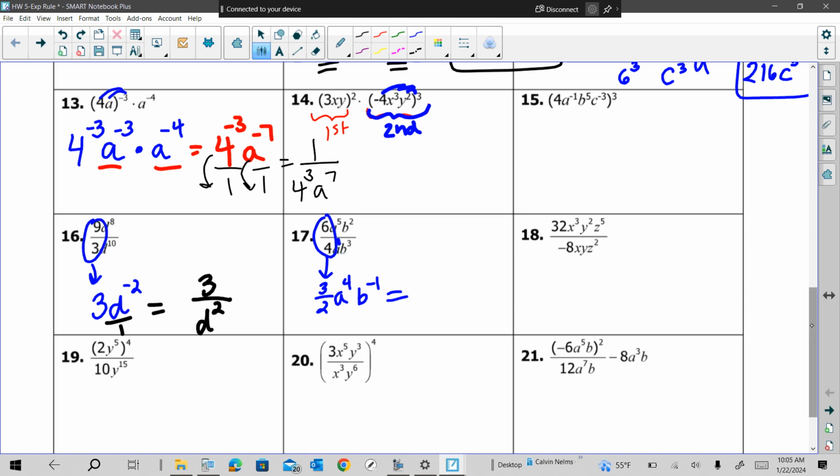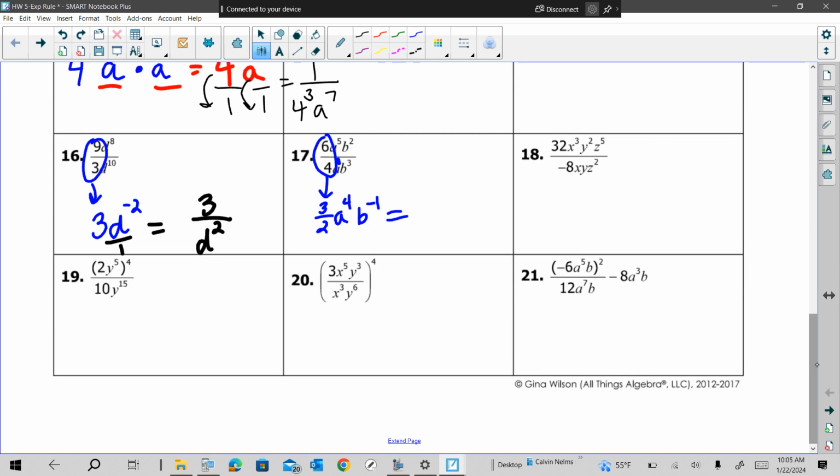The last row is a combination of power rule and quotient rule. Exponents always come first before multiplying and dividing. So on 19, you need to distribute the 4 first, get the new number on top, put it on the number on the bottom, and then simplify.